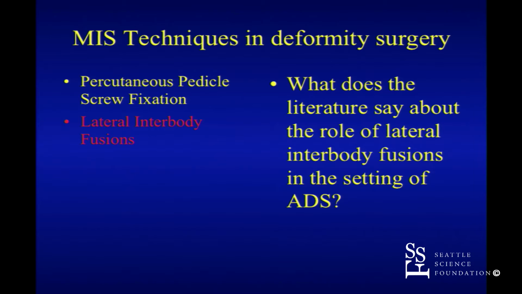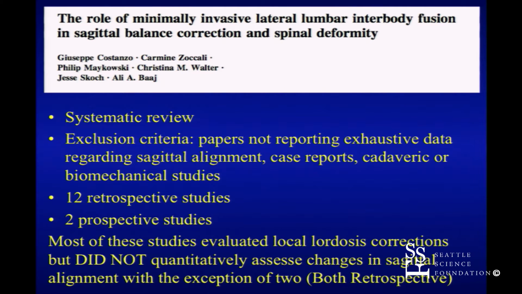Next slide, please. There was a good systematic review recently published in 2014 that asked just this question: what's the role of minimally invasive lateral lumbar fusions in establishing sagittal coronal balance? In the systematic review, they had pretty good exclusion criteria, as you can see listed above, and they found only 14 papers that addressed this topic, specifically talking about sagittal balance.